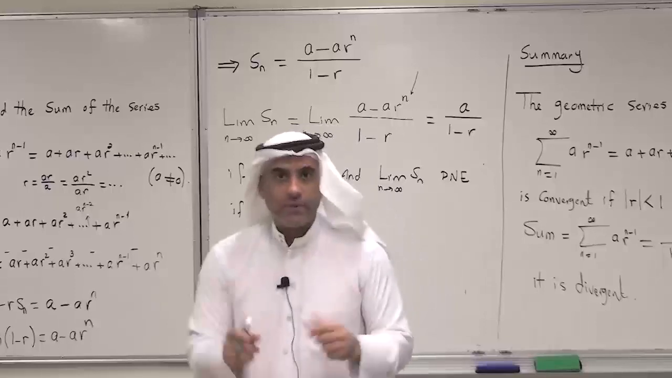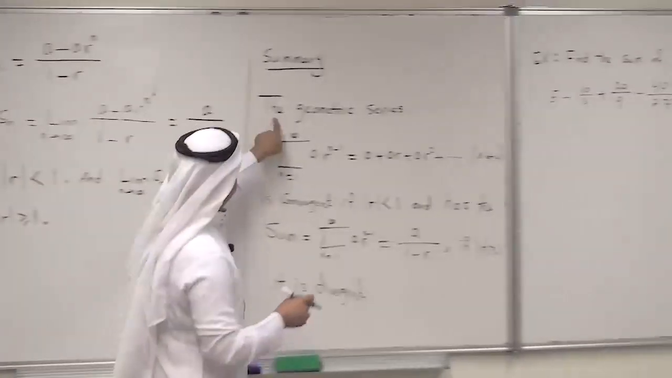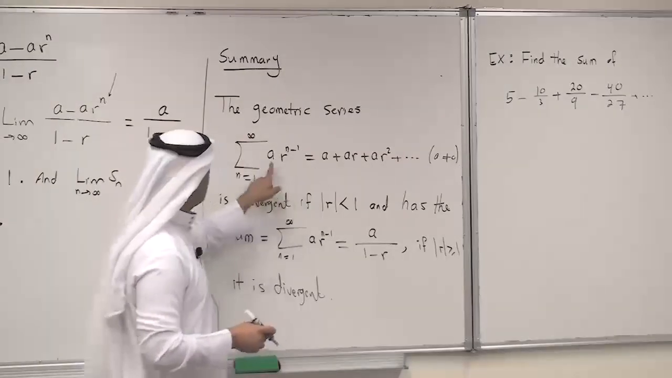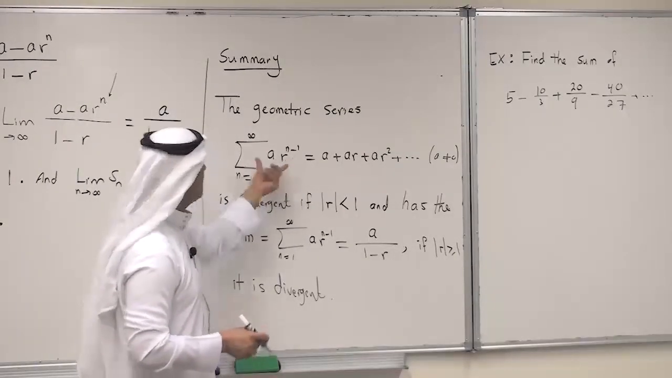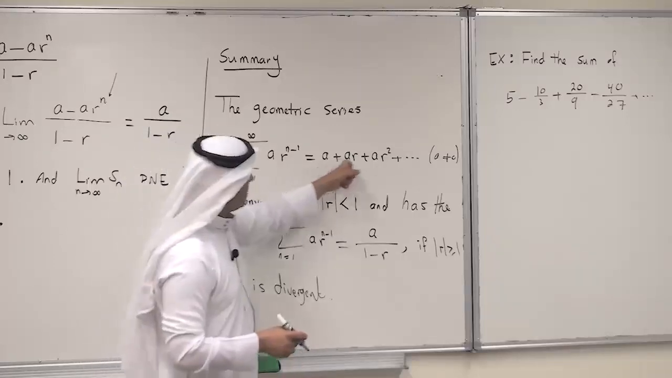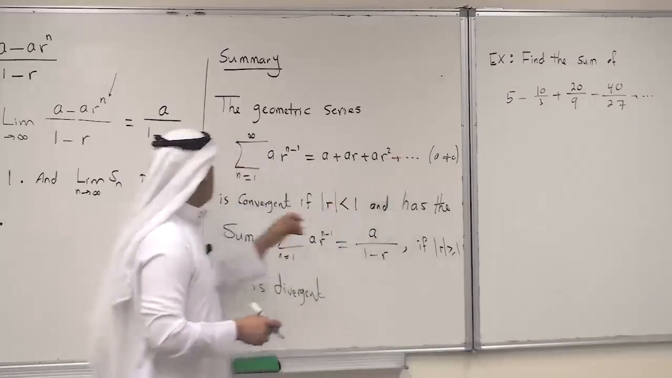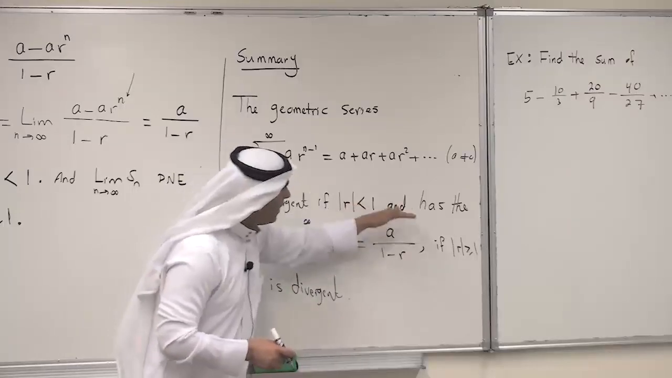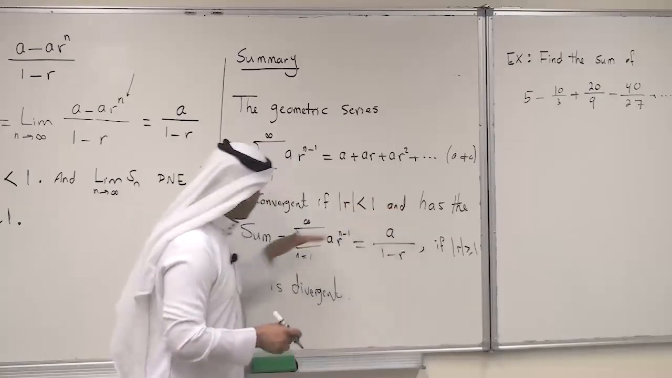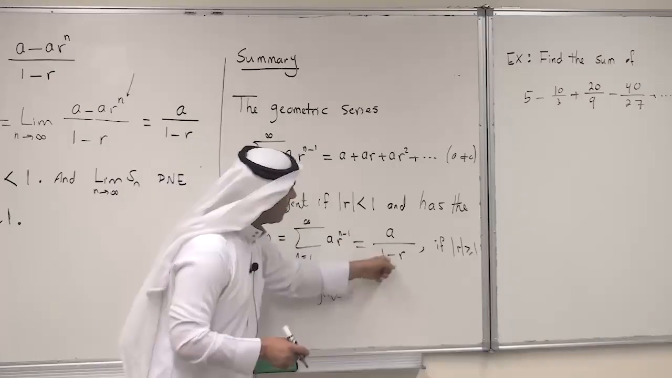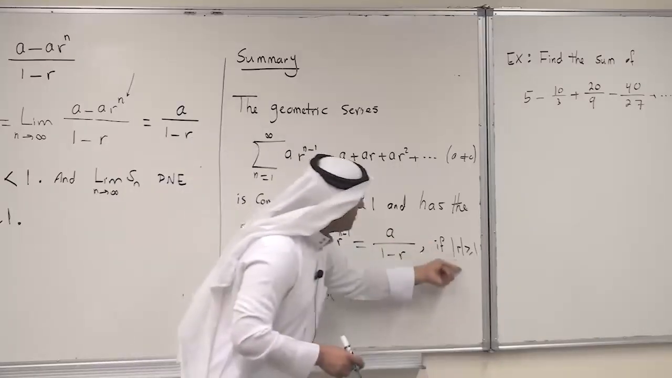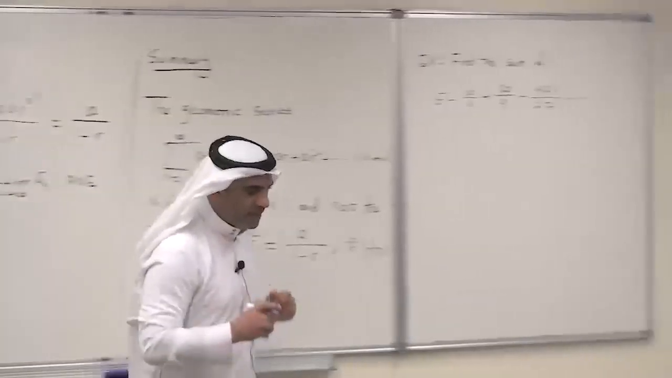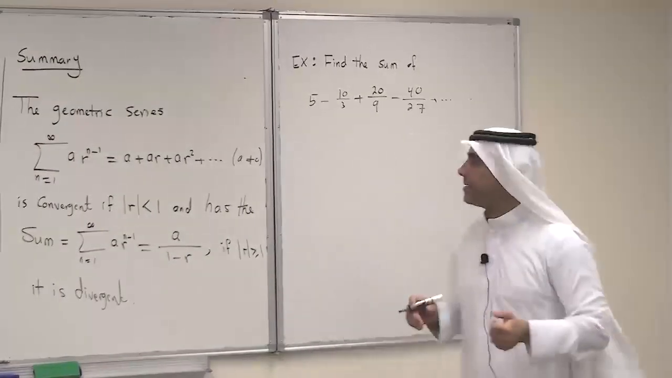Okay, now let us summarize what we did. We have here the geometric series, given by a plus ar plus ar squared, etc., where the standard form is ar to the n minus 1. This series is convergent if the absolute value of r is less than 1, and not only this, it has the sum exactly equal to a over 1 minus r. If the absolute value of r is greater than or equal to 1, the series is divergent. Let us see now how to apply this in some examples.